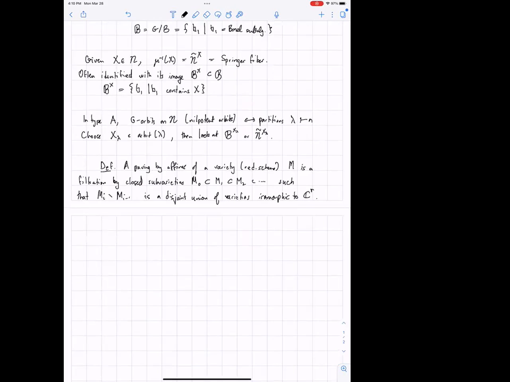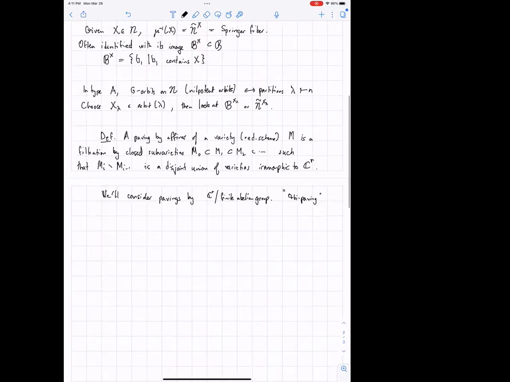Now, in this talk, actually, we're going to need to consider pavings by things that are not just C^r. So a little later in this talk, we'll also consider pavings by C^r mod a finite abelian group. And we'll still call this a paving by affines. Or you could call it an orbit paving or a quasi paving or something like this. So this is the same definition as above, except that the pieces of my varieties are only going to be isomorphic to C^r mod a finite abelian group. For the purposes of this talk, maybe we'll call them orbit pavings.